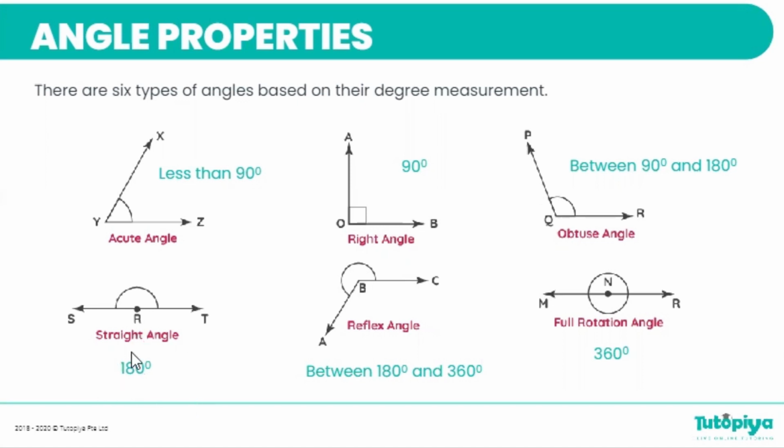Angles that are exactly 180 degrees are called straight angles. And if your angle is between 180 degrees and 360 degrees, then this is known as a reflex angle. Finally, we have angles that go the entire circle, or 360 degrees, and these are termed full rotation angles.